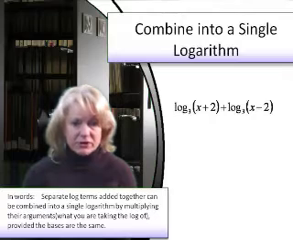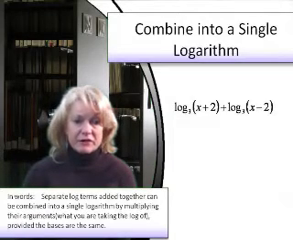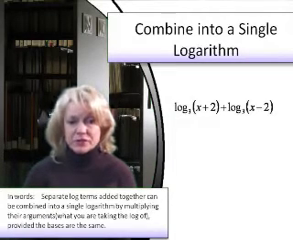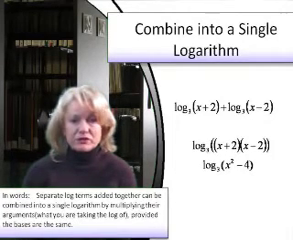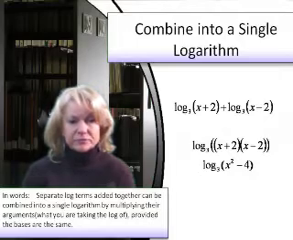These two terms are added together and they have the same base. Therefore, they can be combined by multiplying x plus 2 and x minus 3. We combine and then multiply the two factors of the argument.